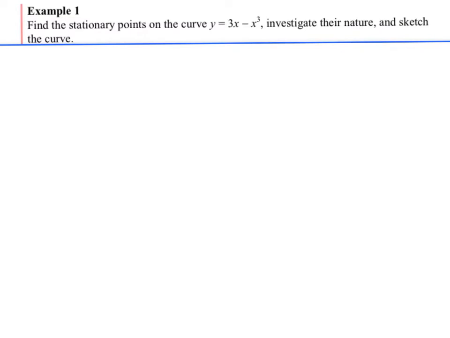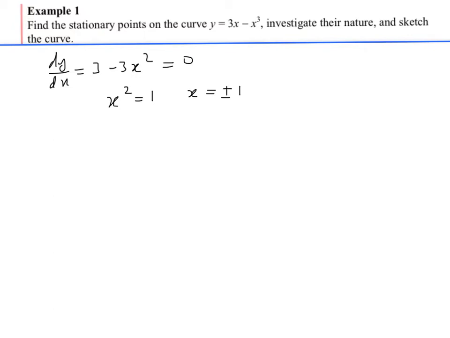So firstly, let's differentiate our y. So we've got 3 take away 3x squared. And then we know on a stationary point, dy/dx equals 0. So we can set that to 0 and solve it. And so we get x squared equals 1 and x equals plus or minus 1.